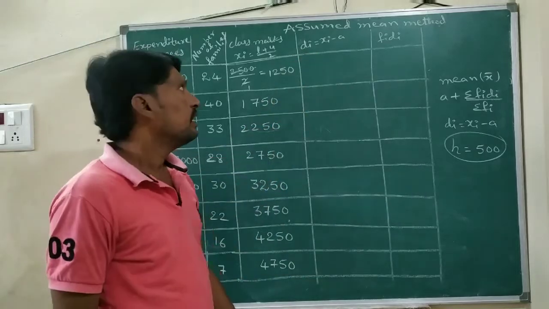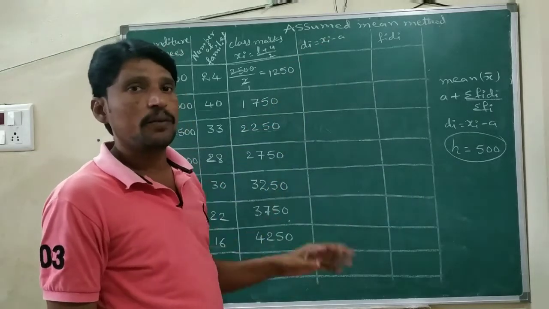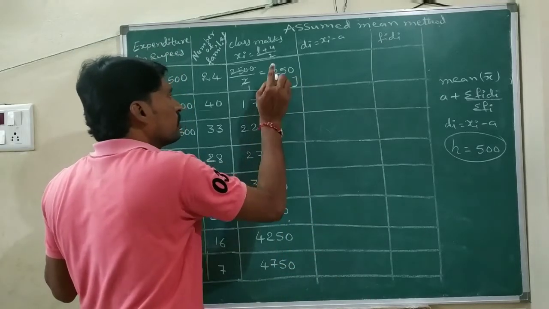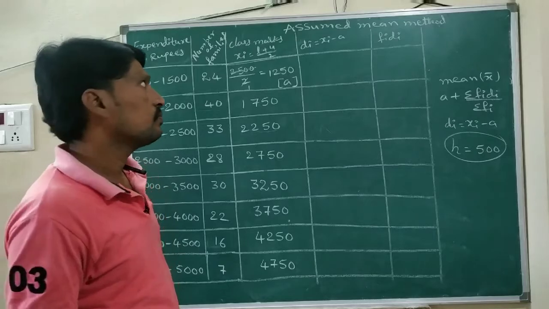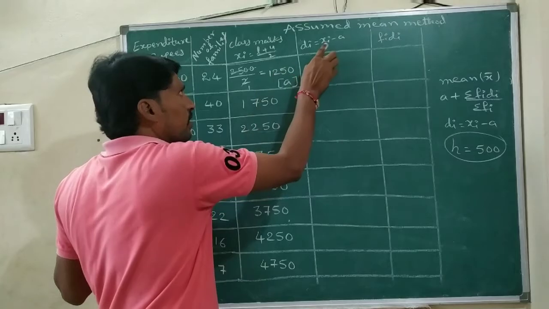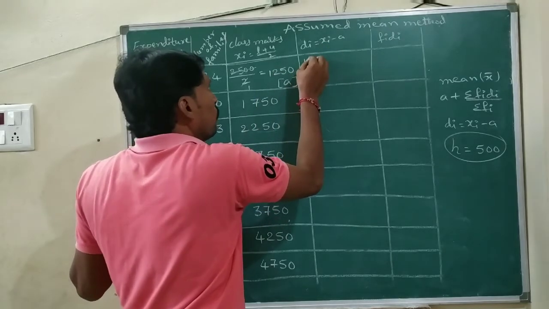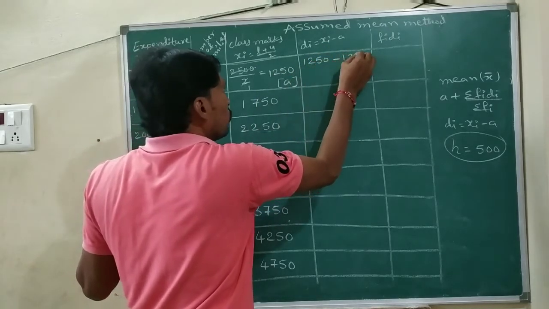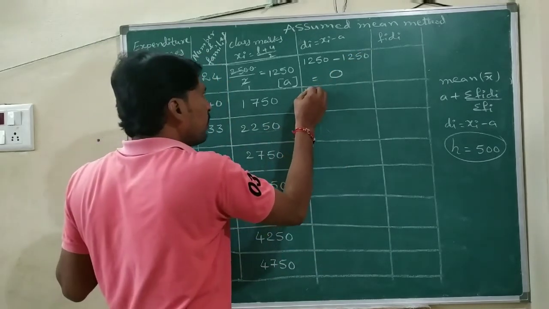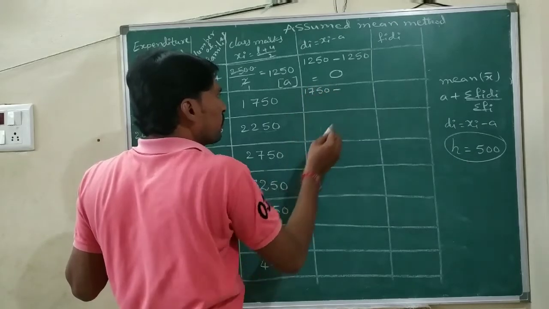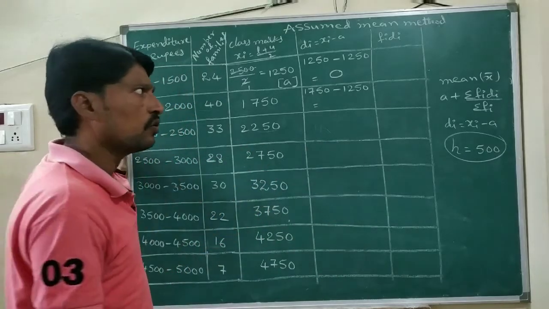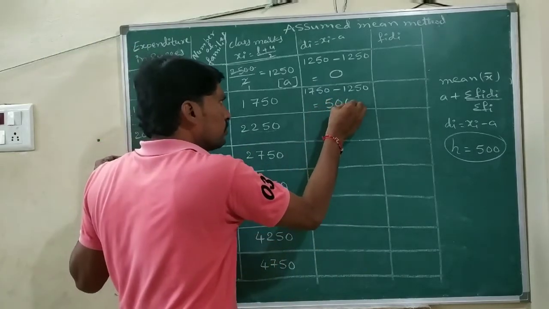Now we need to find Di. Di equals Xi minus A. A means we assume one value from the class marks. I am taking A as the first class mark only, that is 1250. Now you can find Di. Di equals Xi minus A. Here Xi and A are both the same, so 1250 minus 1250, we get 0. Next, Xi is 1750 minus A, which is 1250, so 1750 minus 1250 gives 500.